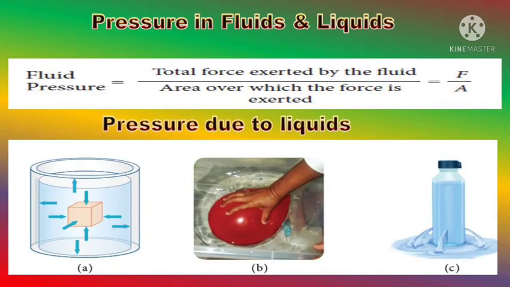Pressure in fluids and liquids. Fluid pressure is written as total force exerted by the fluid by the area over which the force is exerted. This can be written as capital F by capital A. Then pressure due to liquids.